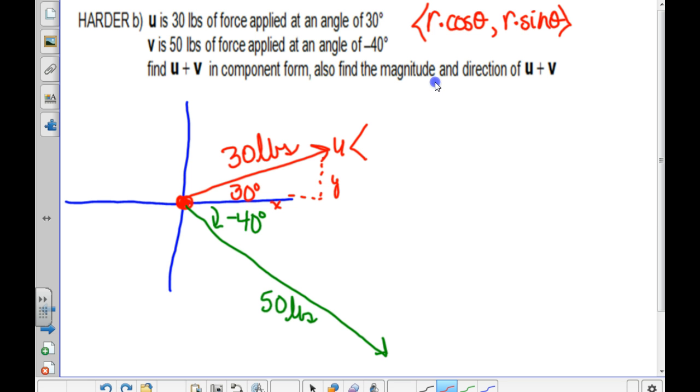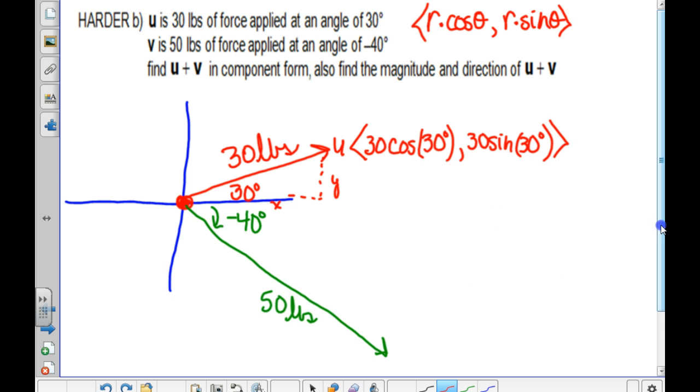Remember that part? All right, so for this vector, they're both 30, which is a little confusing. So when you write it out, make sure you write degrees by the second one, so you remember how I got that. It's 30 cosine of 30 degrees, comma, 30 sine of 30 degrees.